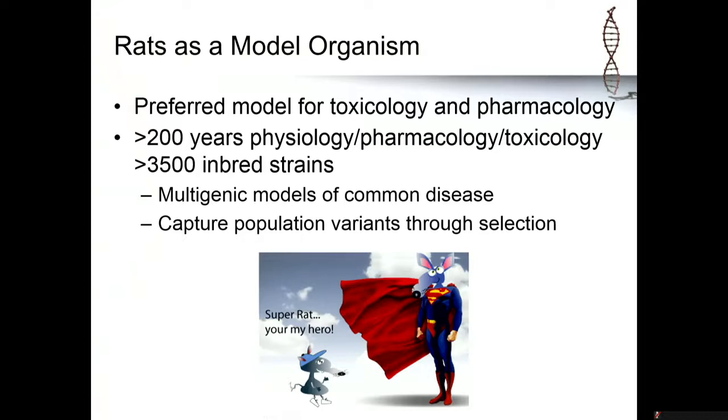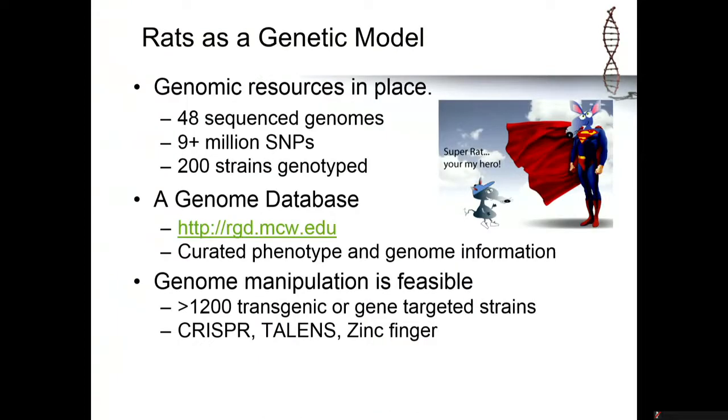But you may not know that there are a whole lot of inbred strains available in the rat as well. As of last count in the Rat Genome Database, there are over 3,500 inbred strains of rats. And really, the history of using them has been to identify multigenic models of complex disease. This is usually capturing population variants through selective breeding, and I'll go through that in just a moment. But the rat is actually a pretty versatile genetic model as well, even without the recent advances in editing.